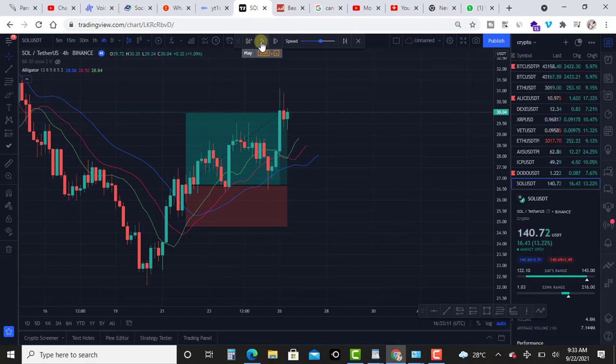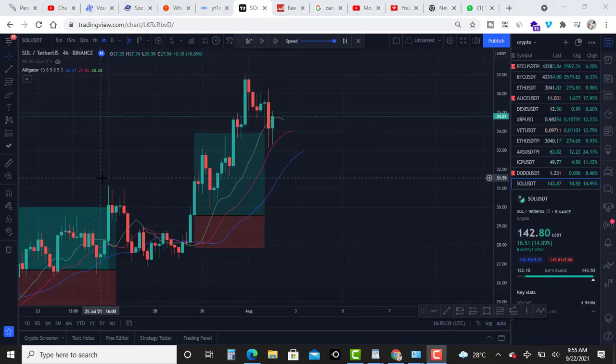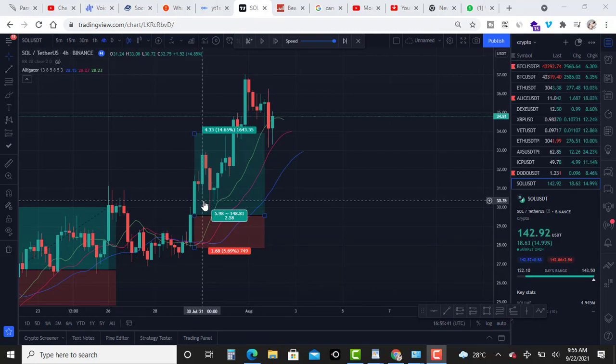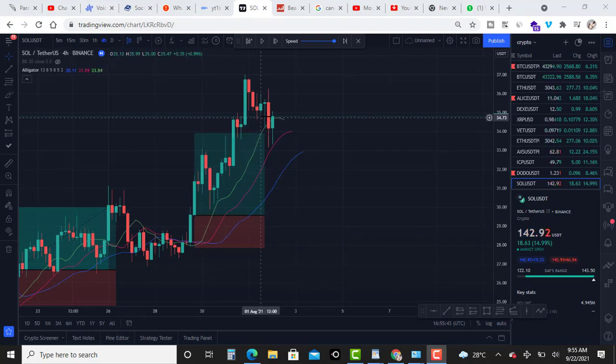And now for our exit strategy. So let's say you took a buy position here. You want to close your trade once a candle closes below the purple line. If a candle closes below the purple line like this, you close your position. If you want a more in-depth explanation about the strategy, you can check out my alligator strategy video. The link will be in the description.